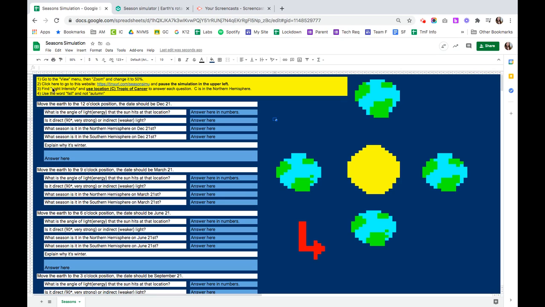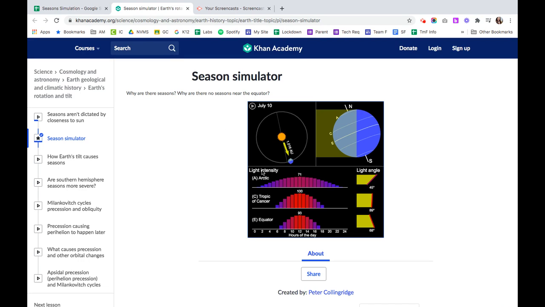And then it says find light intensity and use location C, Tropic of Cancer, to answer each question. C is in the northern hemisphere. So we're going to find light intensity and we're going to use location C to answer all of the questions. This is the Tropic of Cancer.